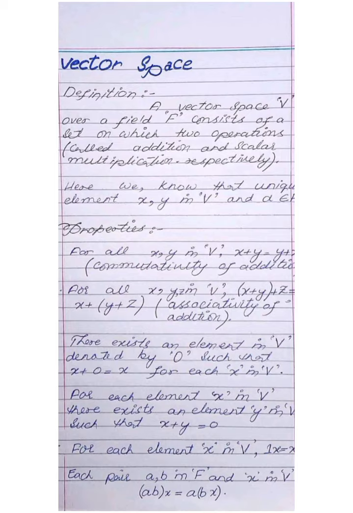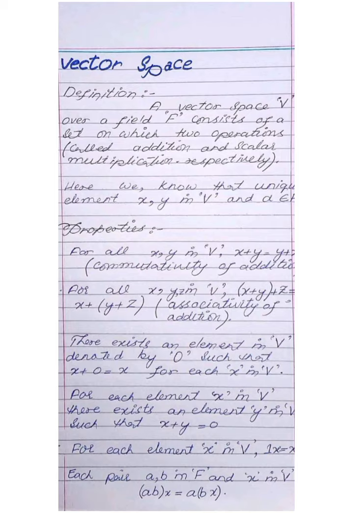The third one is that there exists an element in V denoted by 0 such that if we add every element x, which is an element of the vector space, x plus 0 is equal to x for each x in V, then this property is satisfied. The fourth one is, for each element x in V, the inverse property: if we add x plus minus x, then it must give 0. The fifth one is, for every element x in V, if we multiply every element of the vector space with 1, then it must give the same value x.